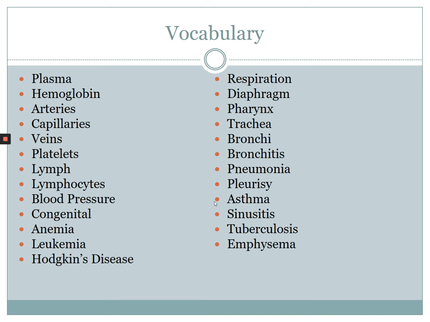Before we get started, I want to go through vocab and mostly just focus on pronunciation so we know how to pronounce each of these words. So we'll go through these relatively quickly. First, plasma, hemoglobin, arteries, capillaries, veins, platelets, lymph, lymphocytes, blood pressure, congenital, anemia, leukemia, Hodgkin's disease, respiration, diaphragm, pharynx, trachea, bronchi, bronchitis, pneumonia, pleurisy, asthma, sinusitis, tuberculosis, and emphysema.